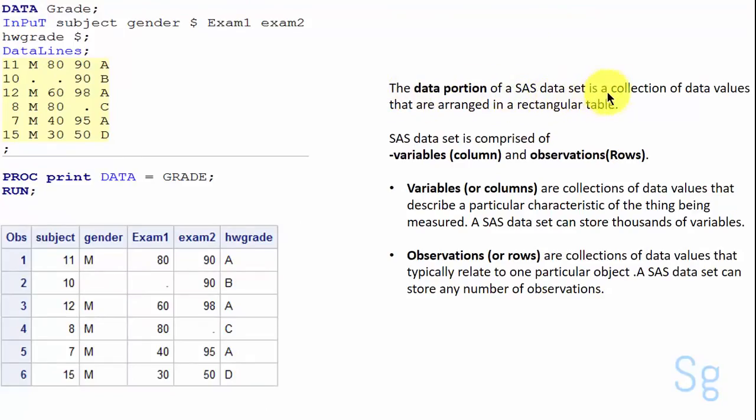The data portion of a SAS dataset is a collection of data values that are arranged in a rectangular table. As you can see, this is our data portion.